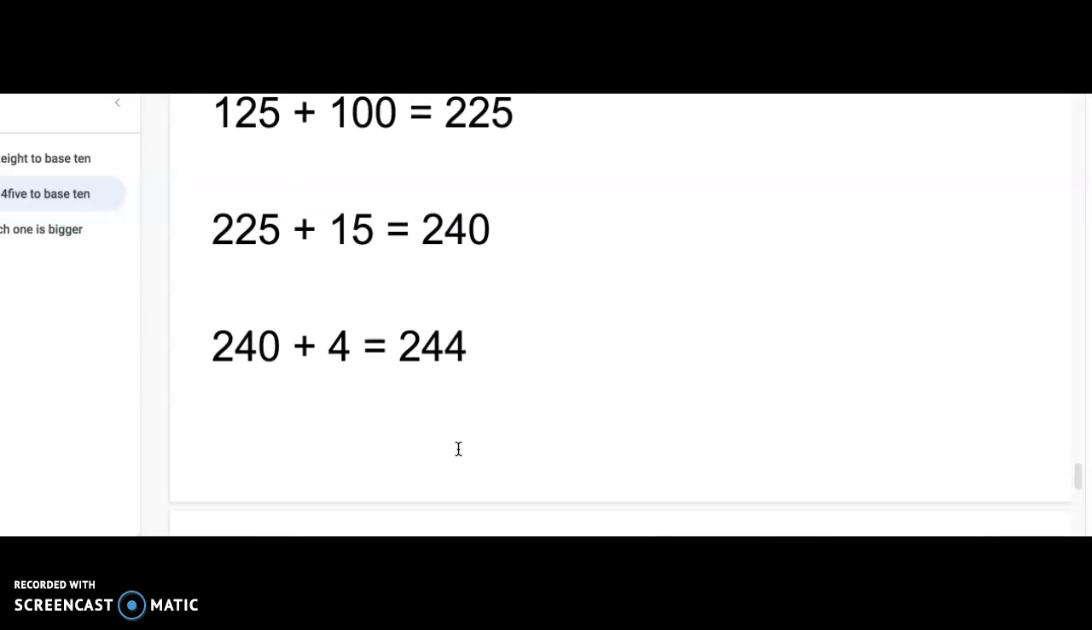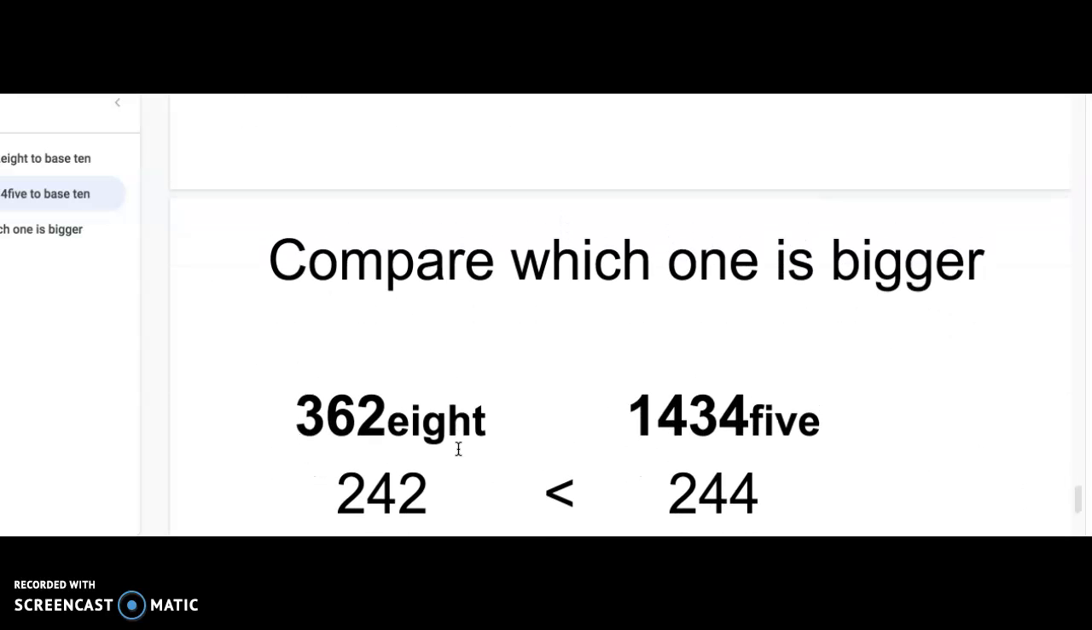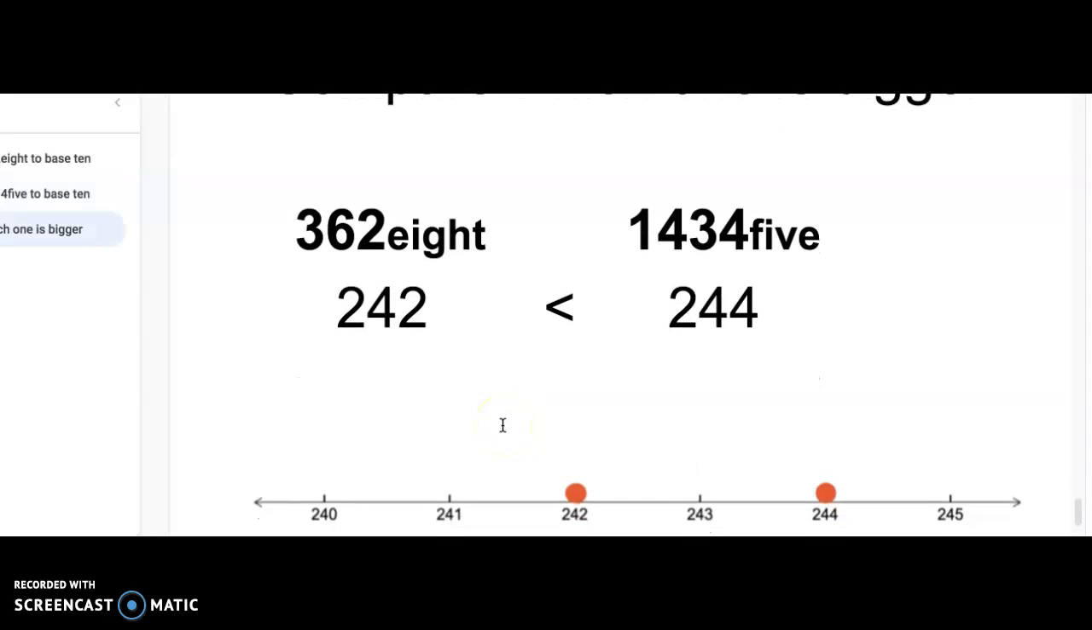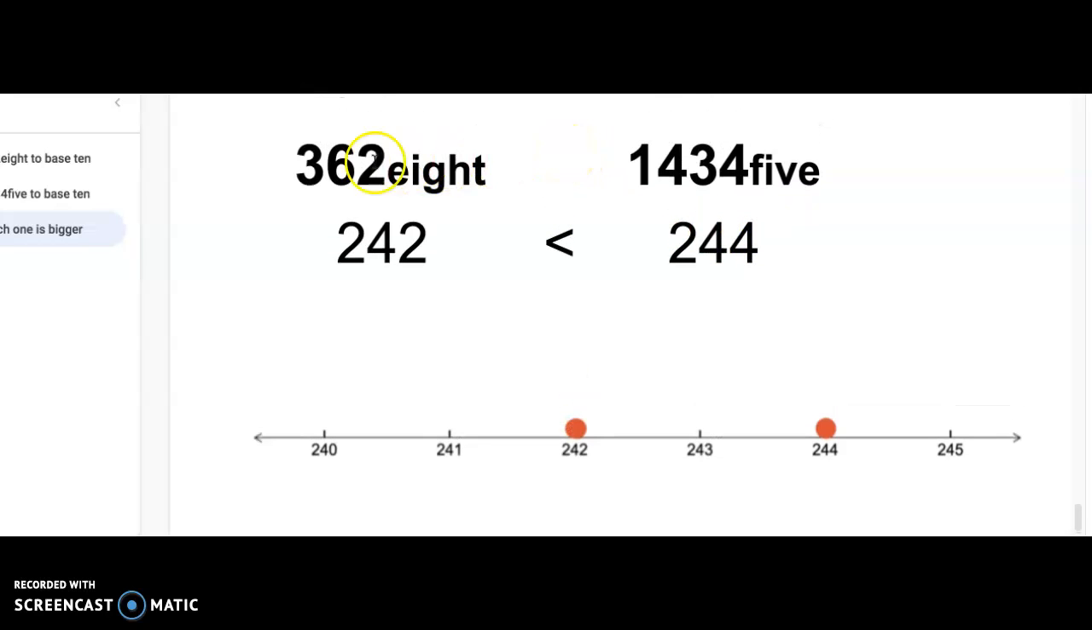So now back to our original problem, deciding whether 362 base 8 or 1434 base 5 is bigger. When you put it on this little number graph, you see that 242 comes before 244, which means that 242 is less than 244, meaning 362 base 8 is less than 1434 base 5.